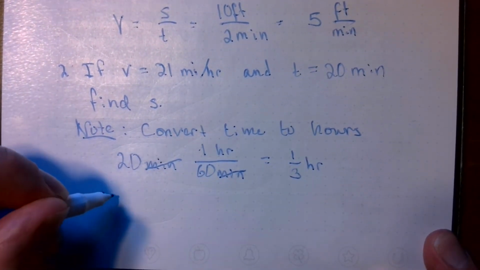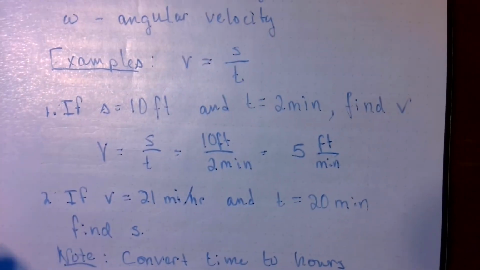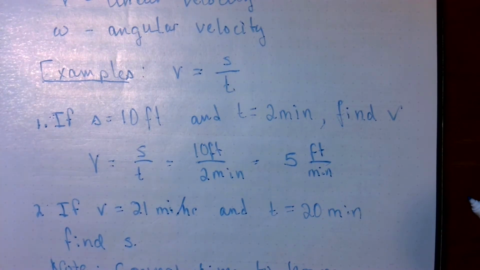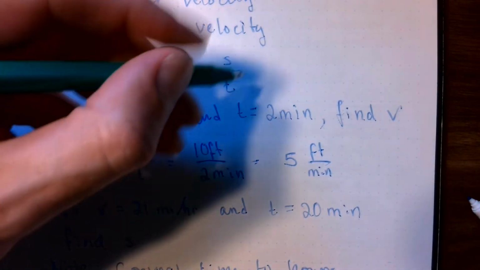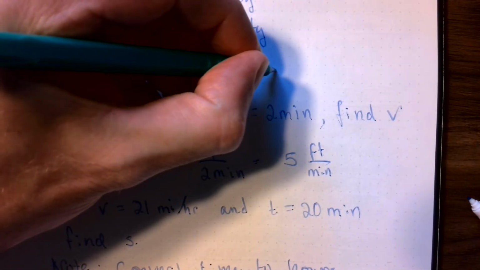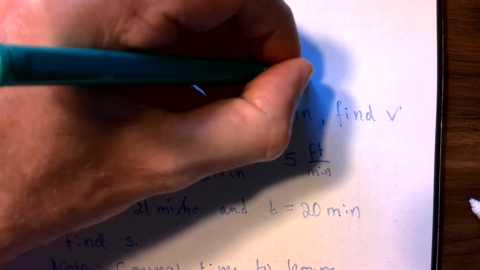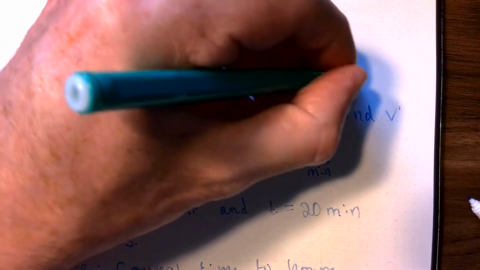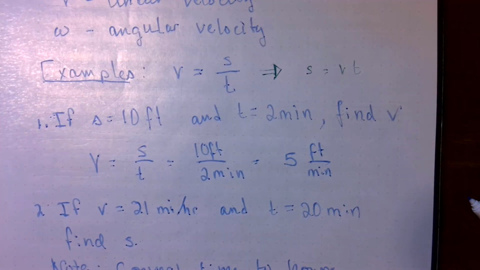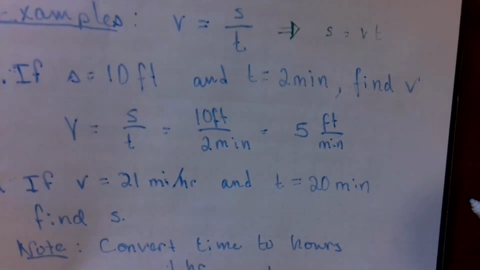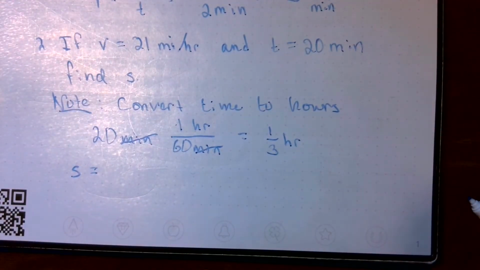So the distance, okay, notice up here, right? The velocity is equal to the distance traveled divided by the elapsed time. Well, if that's true, then the distance traveled is equal to the velocity multiplied by the time. Okay, if you know any two of these variables, you can find the other one. So that's what we're going to do here.